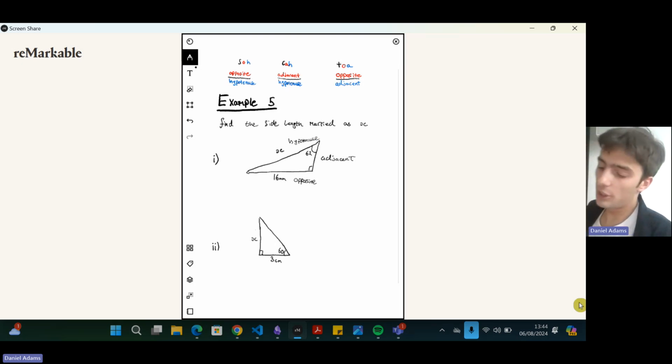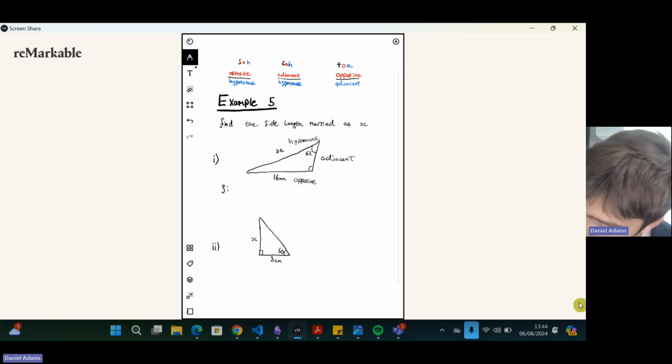So we know the adjacent, we know the opposite, and we want to know the hypotenuse. We don't care about the adjacent. So which of these three formulas doesn't have the adjacent in it? It's SOH, okay? Sine is only related to the opposite and the hypotenuse.